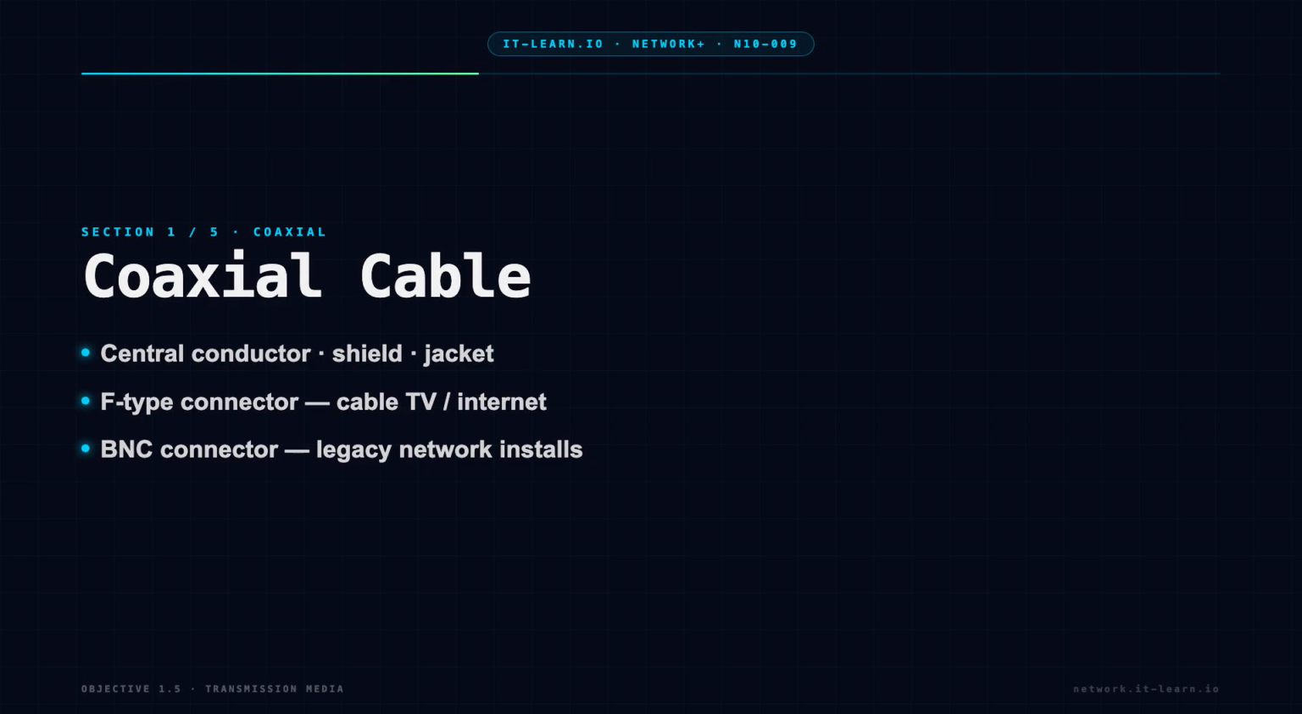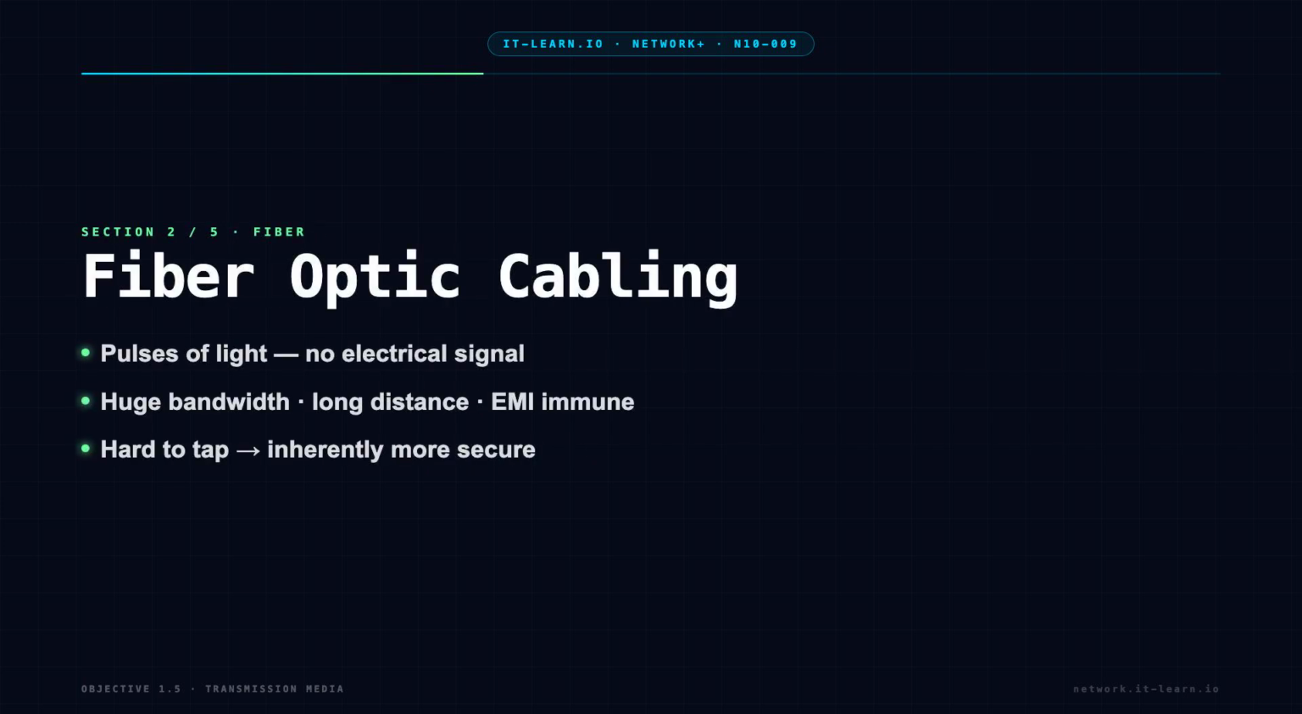Coaxial cable, or coax, is another type of copper cable. It consists of a central conductor surrounded by an insulating layer, a braided metal shield, and an outer jacket. Coaxial cable is used for cable television, cable internet, and some legacy network installations. Common connector types include F-type connectors used for cable TV and BNC connectors used in some legacy networks. Now let us move to fiber optic cabling.